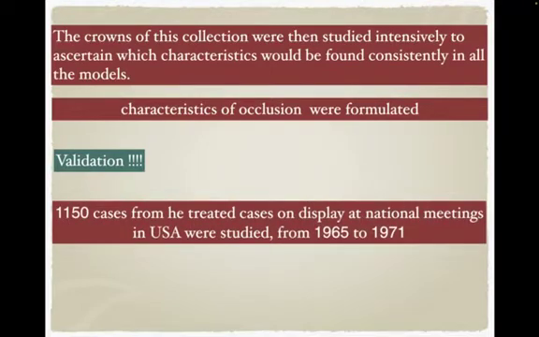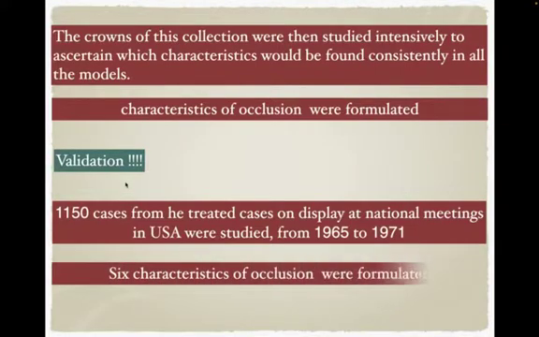He went to the cases presented at the national meeting of the American Orthodontic Conference, where people who sit the American board usually present their cases. He studied the cases presented from 1965 to 1971, a total of 1,150 cases, and saw which of the characteristics he proposed were present in most of these cases. He came up with the 6 characteristics of a normal occlusion. However, you need to know that even in the cases Andrews studied, it was not present in all of them.